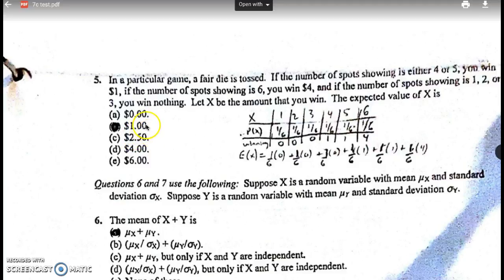So essentially, in this scenario, they're not asking about this, but if the game costs more than $1 to play, you shouldn't be playing it, because on average you will lose money if you're paying more than $1 to play the game.